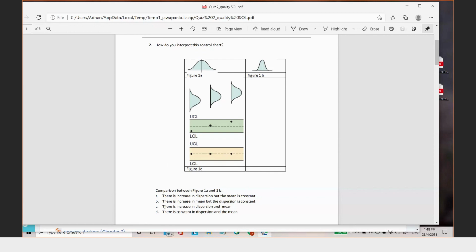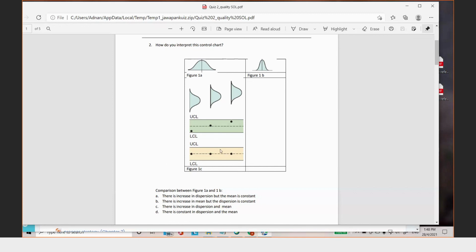So D salah. There is increase in dispersion, C pun salah. Okay, B, there is increase in mean, but dispersion is constant, B salah. So jawapan A betul lah. So dispersion increase for A. Boleh faham ke? So you need to understand this concept for control chart.